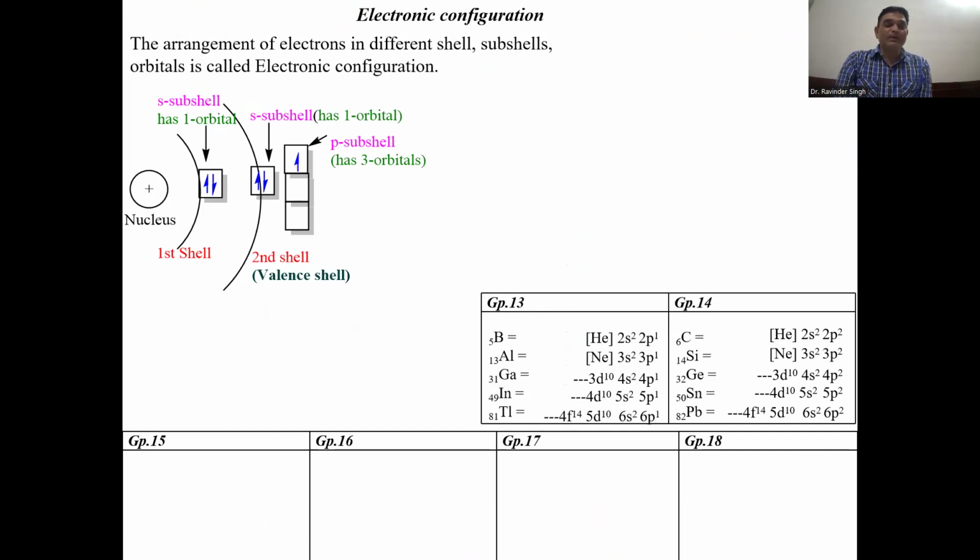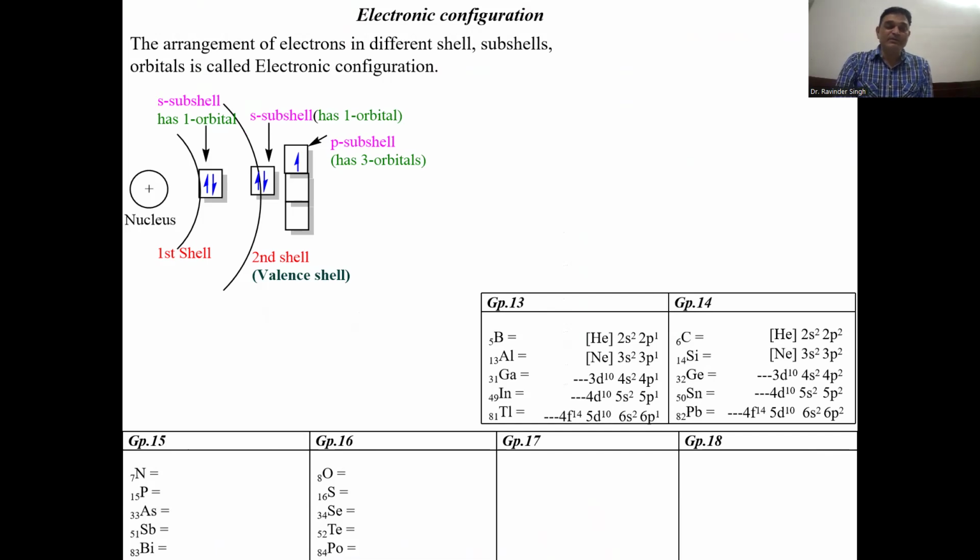Next, about group number 15, 16, 17, and 18. You can also write the configuration in the same manner. The elements in group number 15 are nitrogen, phosphorus, arsenic, antimony, and bismuth. Just increase one more electron in comparison to group number 14. In group 15, you can see 2s2 2p3.